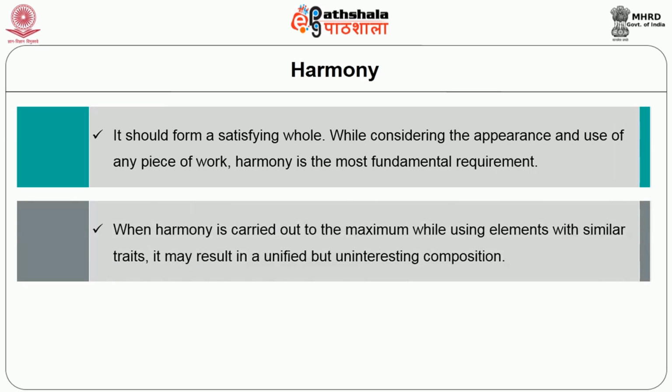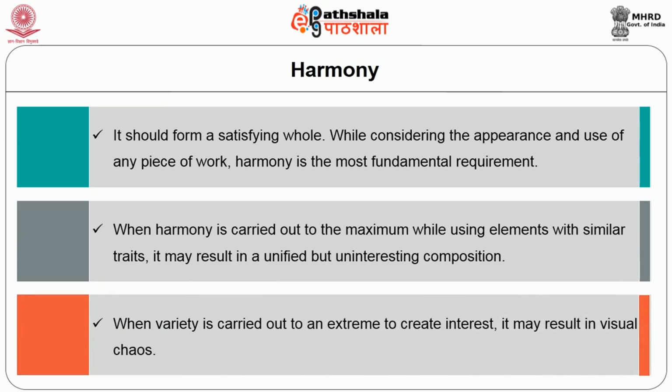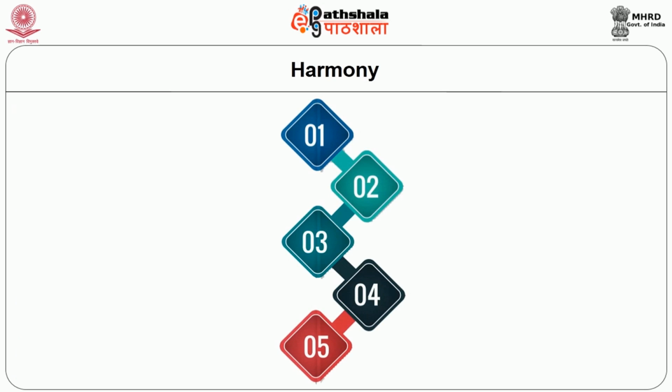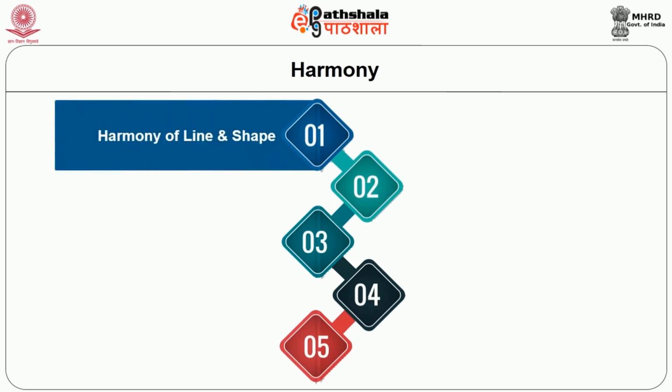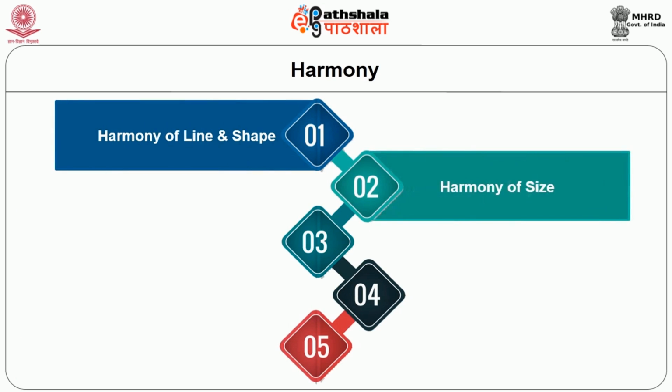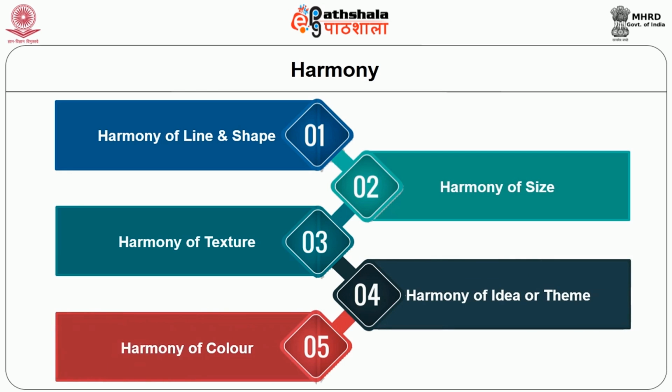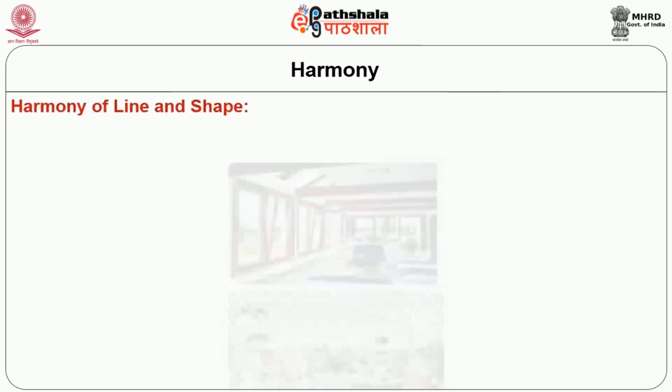When harmony is carried out to the maximum while using elements with similar traits, it results in a unified but uninteresting composition. When variety is carried out to the extreme to create interest, it may result in visual chaos. The principle of harmony takes up five aspects. They are harmony of line and shape, harmony of size, harmony of texture, harmony of idea or theme, and harmony of color.